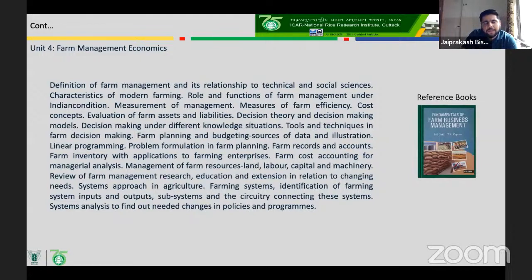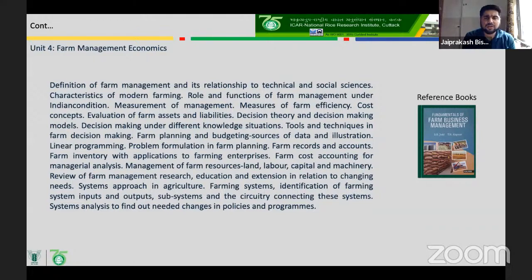And the thing is that he has discussed all the examples keeping the Indian perspective in mind. So it is very easy to understand, and the language is very easy. The book is very crisp, but you have to be very thorough with all the concepts, because questions do appear from this farm management economics.